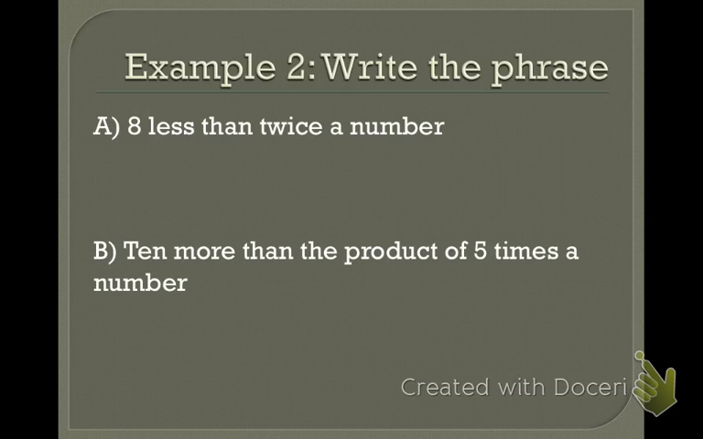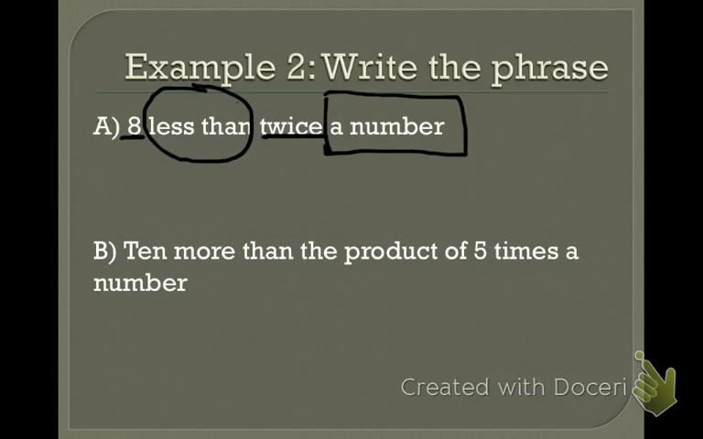So here I have some more examples. Again, I'm going to underline my numbers. I have 8 less than twice a number. So I know 8 is a number, twice is a number that I'm going to use, and I'm going to circle less than. And a number, that could be any number, so I can make that into a variable. Now I'm going to take my phrase and convert that to a mathematical equation. So I have 8 less than twice a number. And I like using x for my number that I don't really know.